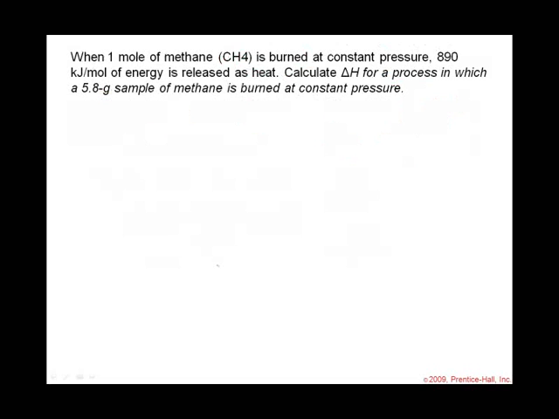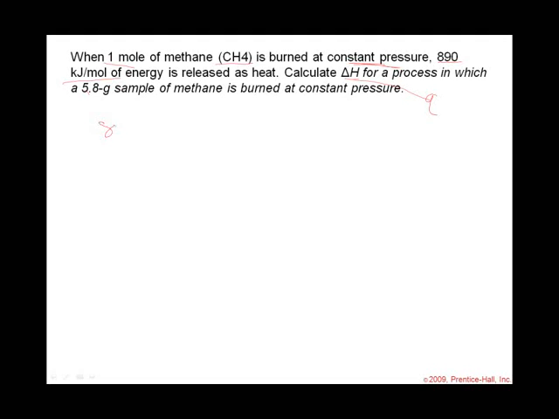Let's take a look at this one. Alright, so we're going to again talk about delta H enthalpy. It's really, let's think about it same as we would with Q. So it says we have 1 mole of methane, right, that is burned at constant pressure, so that means there's no work, right? 890 kilojoules per mole is released as heat. Calculate the delta H for a process in which a 5.8 gram sample is burned.